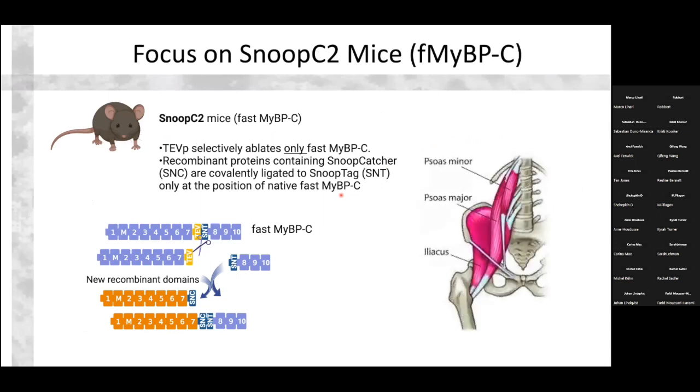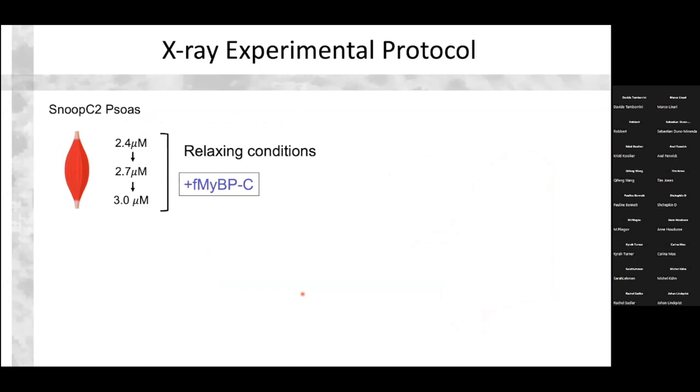And what we find here is that we've decided to focus on this because this is myosin binding protein C expressed in fast twitch fibers primarily. We isolated the psoas muscle from mice here, and off we went to Argonne. So the basic experimental protocol is shown here, where we took psoas muscle from the SNOOP-C2 mice, homozygous SNOOP-C2 mice, and then under relaxing conditions, we just simply took X-ray measurements at 3 different sarcomere lengths.